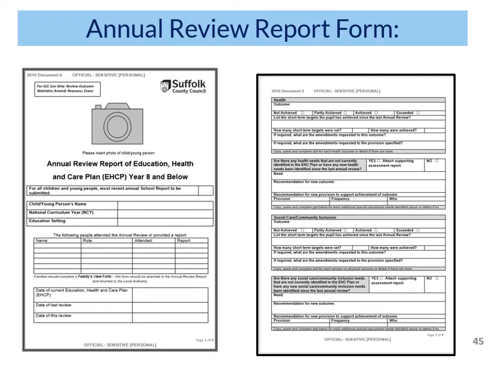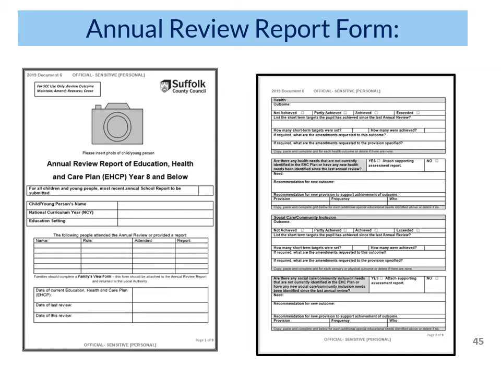Here is a screenshot of a couple of pages of one of the Suffolk Annual Review report forms, which the host of the review meeting will need to fill out at the end. The local authority has three kinds of annual review forms, one for pupils in Year 8 and below, one for pupils in Year 9 and above, and a plan for students moving to adulthood.